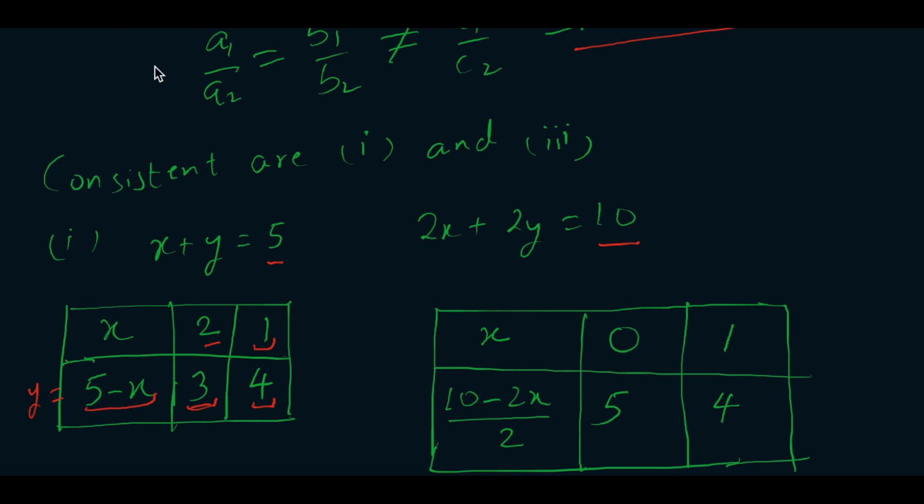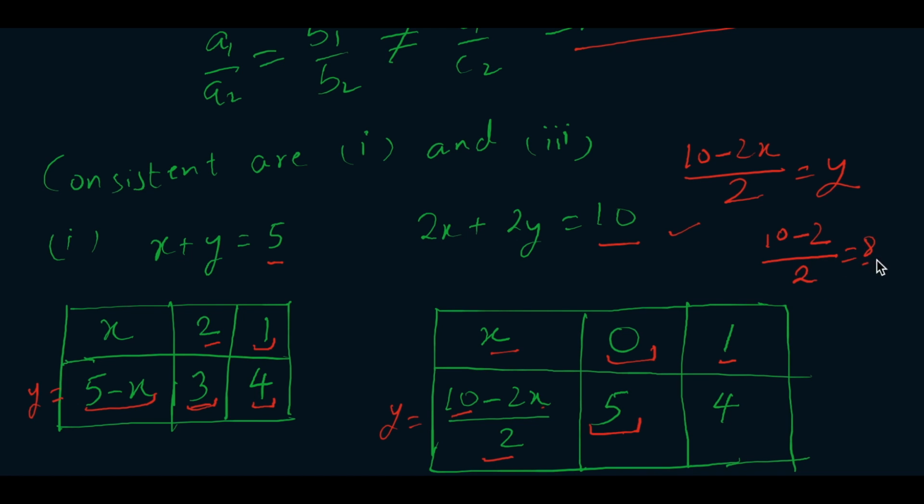Now for our second equation, 2x plus 2y equals 10, we will take x, and the y value will be 10 minus 2x divided by 2. Now if x equals 0, the y value is 5. It is 10 minus 2 multiplied by 0, which is 10. 10 divided by 2 gives us 5. Now if x is 1, it is 10 minus 2 divided by 2, which is 8 over 2, which is nothing but 4. So we have got 2 points for this equation also.